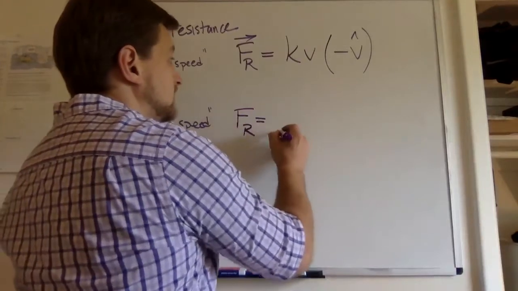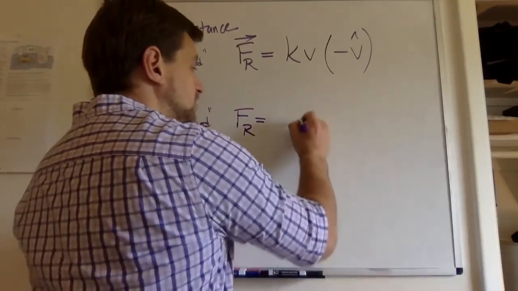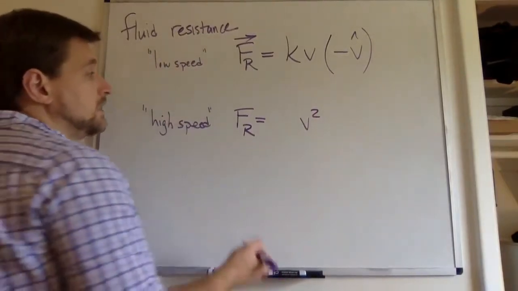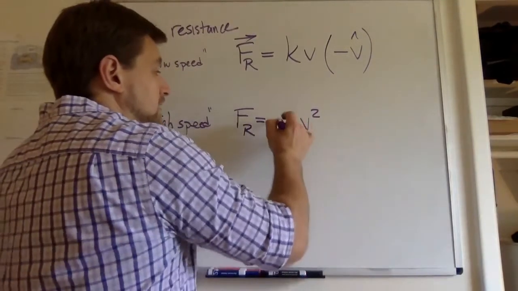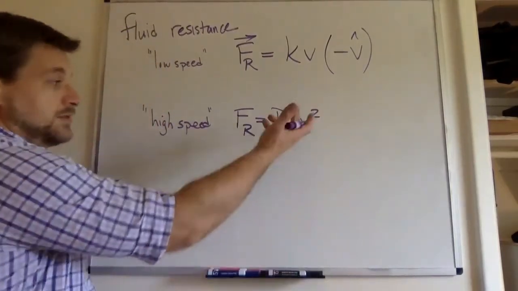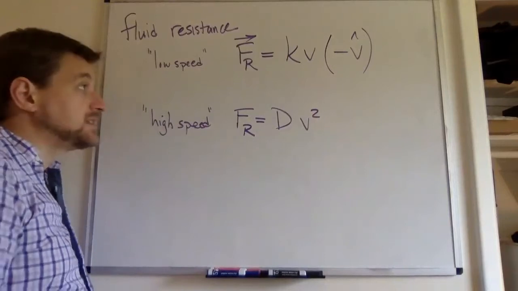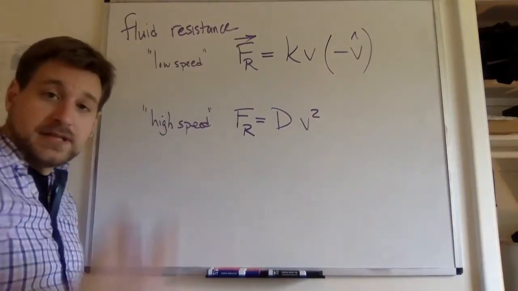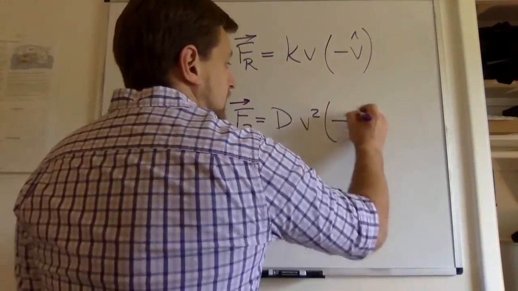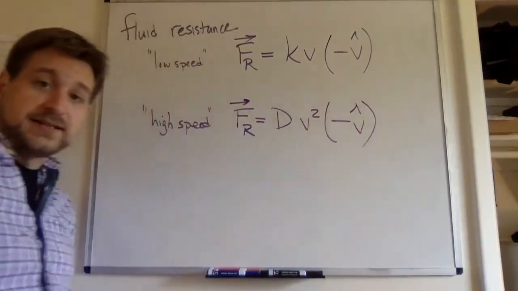In this case, it's still proportional to the speed, but it's proportional to the square of the speed. There's still a proportionality constant. We write it with a capital D instead of a K, just to illustrate the difference between the two. And it's still opposite the direction of the velocity.